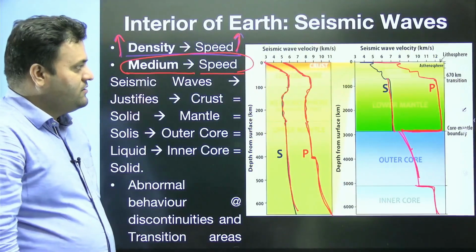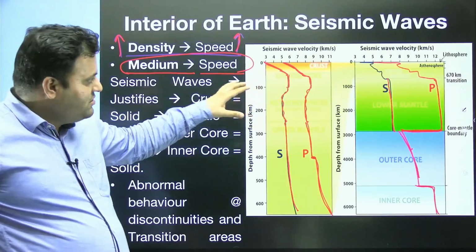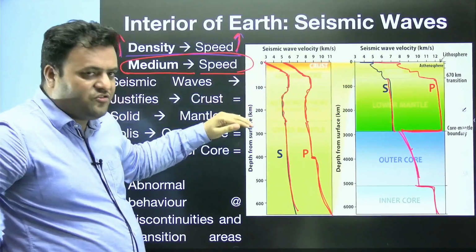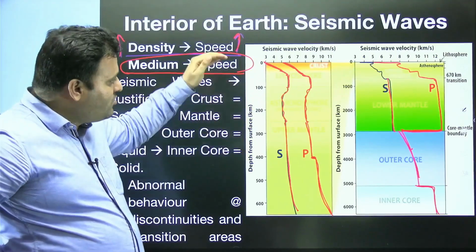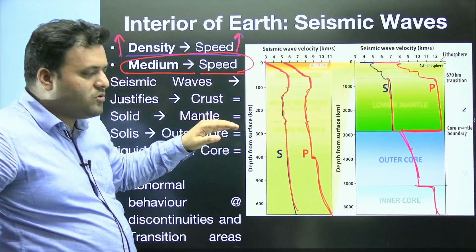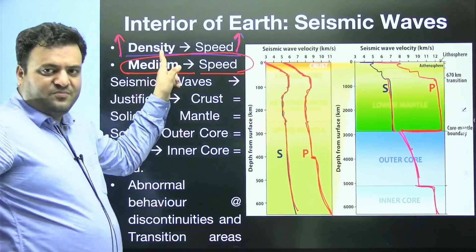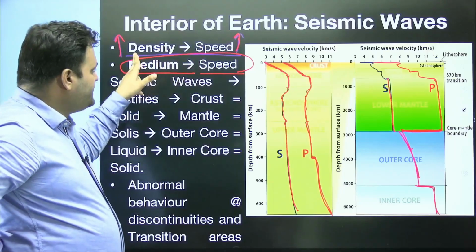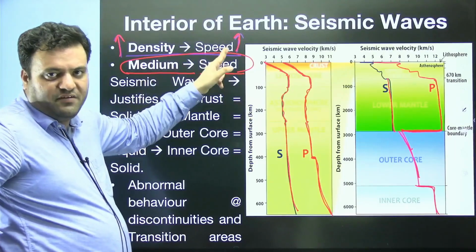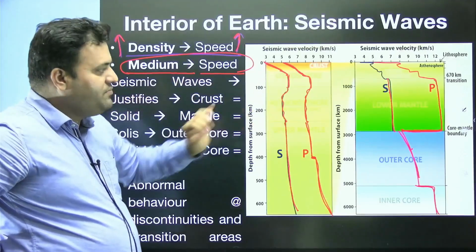So the behavior or the speed of these seismic waves throughout the different layers of our Earth's interior, the crust, lithosphere, asthenosphere, upper mantle, lower mantle, outer core, inner core, is based on these two aspects: if the density is changed, speed will be changed; the density is more, speed will be more; and if the medium is changed, speed will be changed. So we have the same thing here.